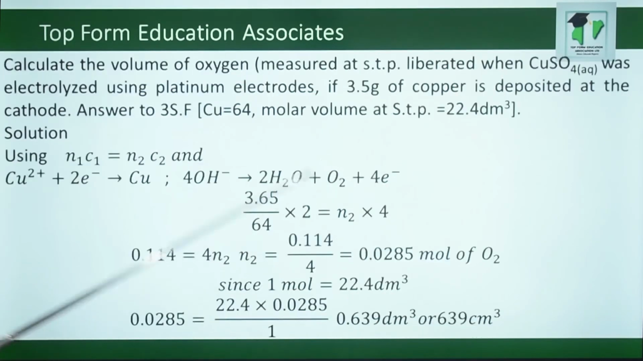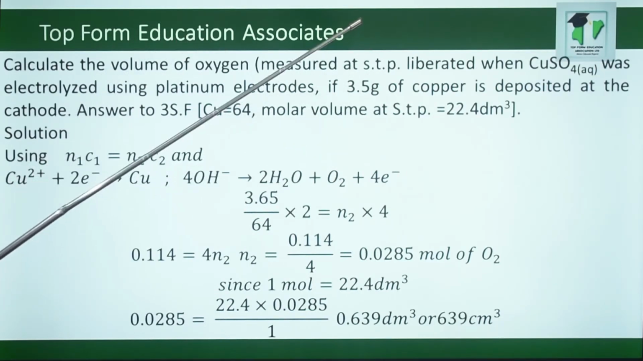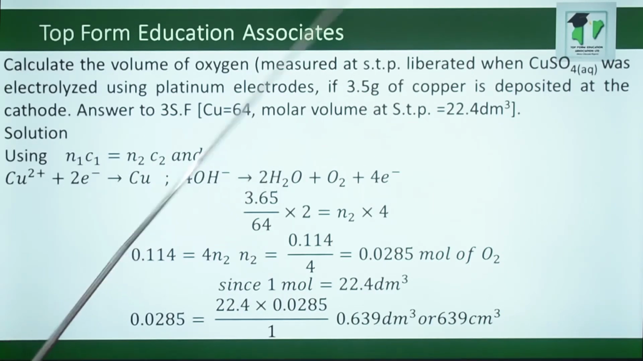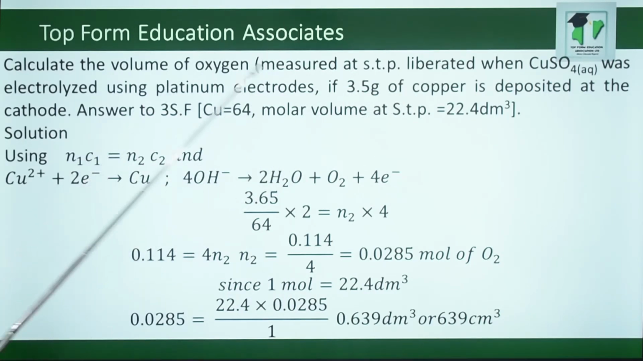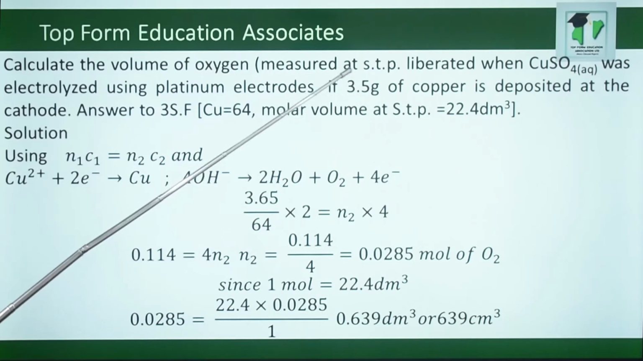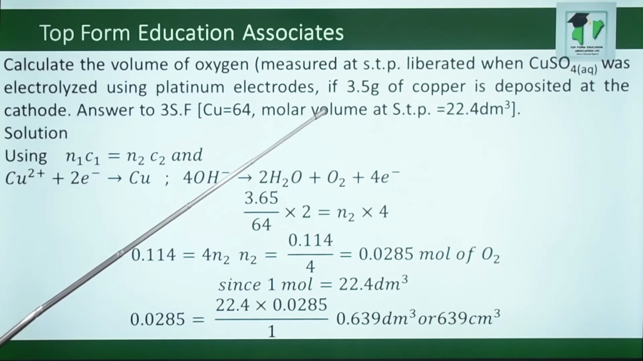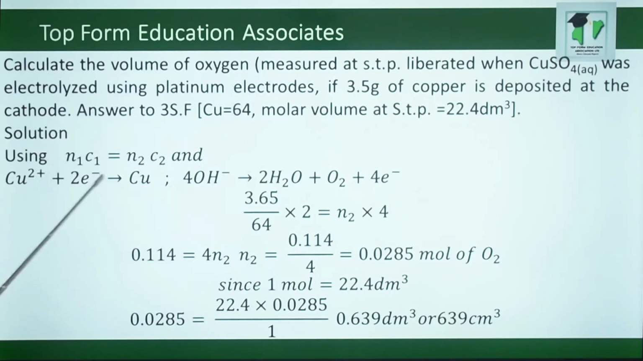Calculate the volume of oxygen measured at STP liberated when copper sulfate was electrolyzed using platinum electrodes, if 3.5 grams of copper is deposited at the cathode. Your answer should be in 3 significant figures. Copper has a molar mass of 64. Molar volume at STP is 22.4 dm3.